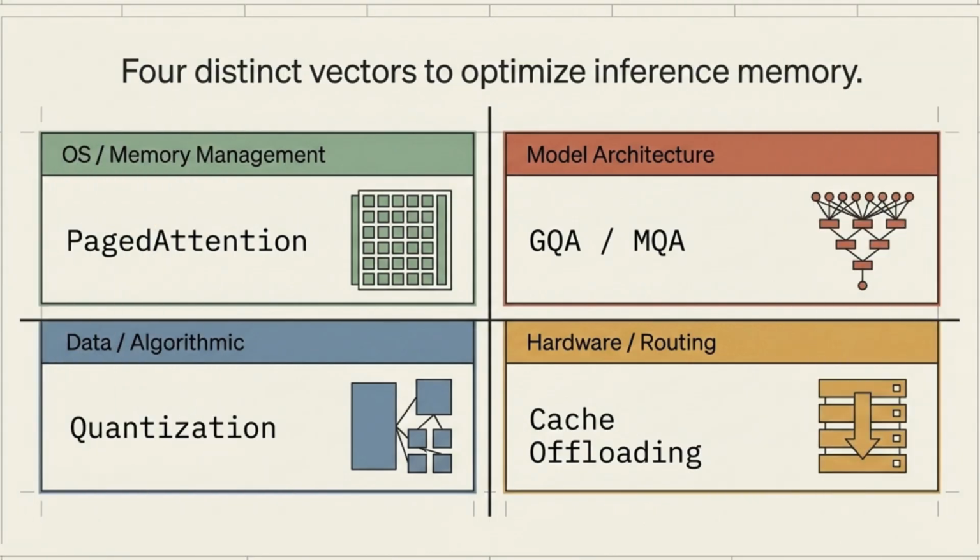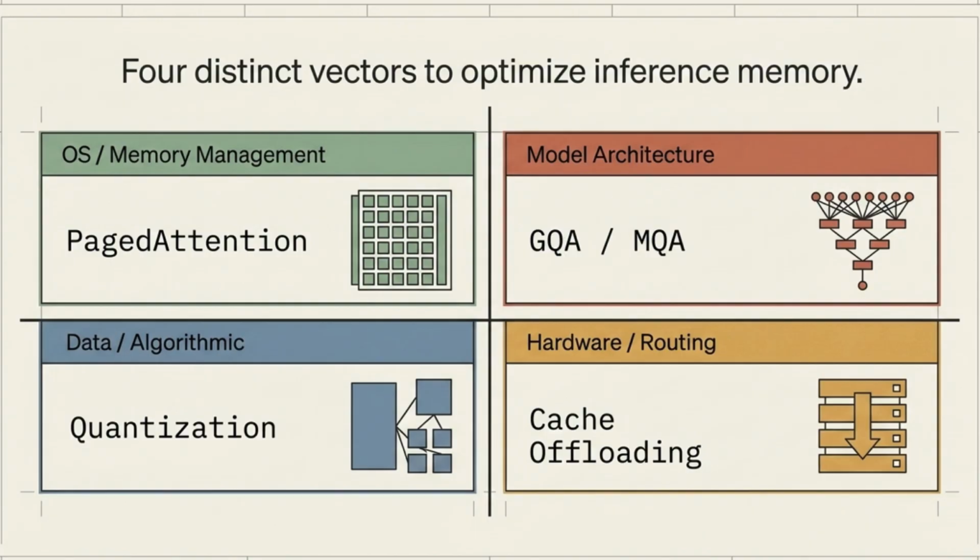OS and memory management, paged attention. Model architecture, GQA and MQA. Data and algorithmic, quantization. Hardware and routing, cache offloading. Each one targets a different layer. Each one is independently deployable. And stacked together, they're what make high-throughput LLM serving actually work at scale. Let's go through them one by one.